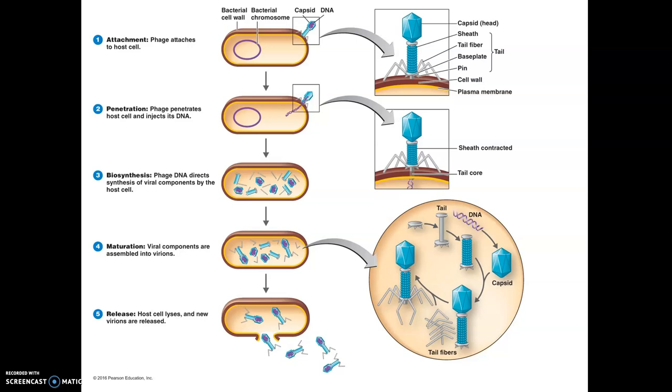Step four, maturation. That's when the viral components are assembled into virions, which is just kind of like baby viruses, basically. You don't really call them baby viruses, but that's what they are. And then the last step, release, that's when the cell explodes, and that releases all the little baby viruses, and then all the little baby viruses can go and infect more and more and more cells. So that's how that works. So again, make sure you know the steps, and make sure you know what happens in each step.